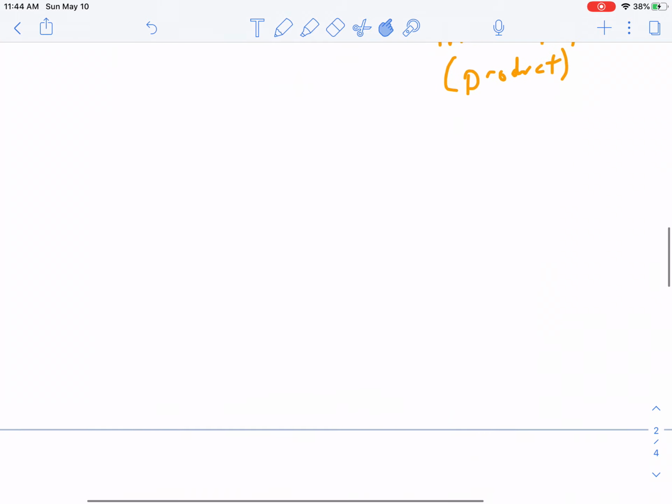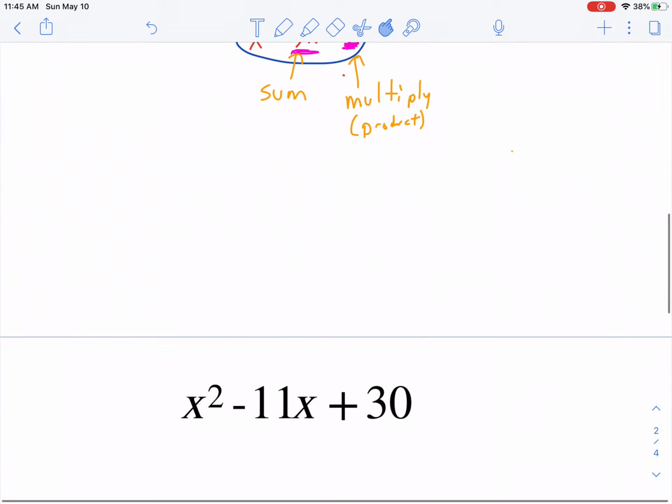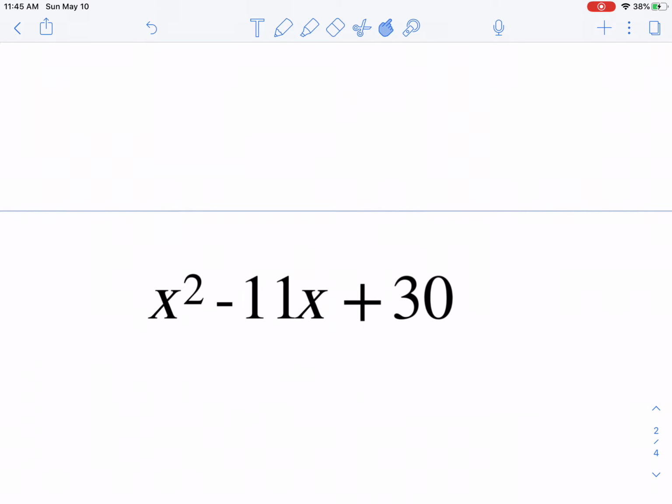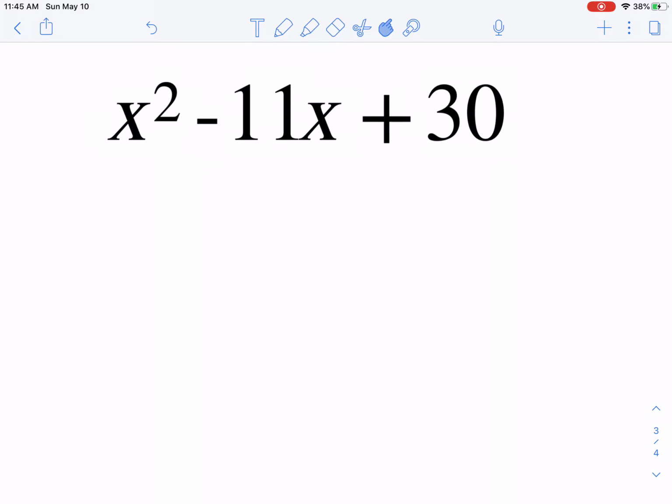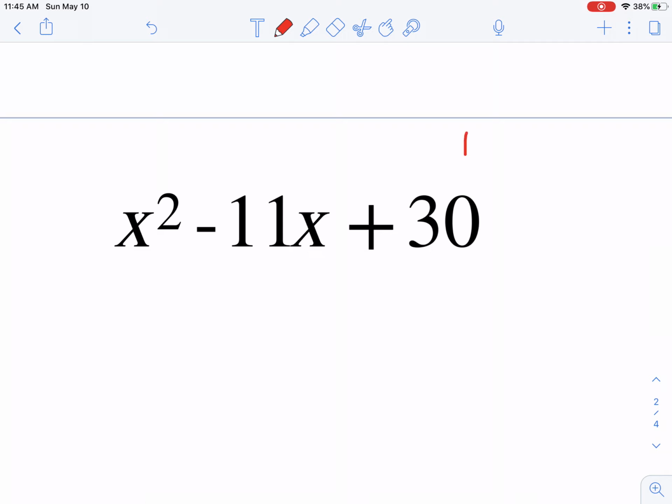So let's see what we're talking about here. Okay, I've got this equation here. I want to factor this. Okay, x squared minus 11x plus 30. Okay, going in the same pattern that we just did a second ago, I want to find two numbers that when multiplied equal the last number. Okay, so they need to be the product. Okay, the product has to equal 30, and the sum has to be negative 11.